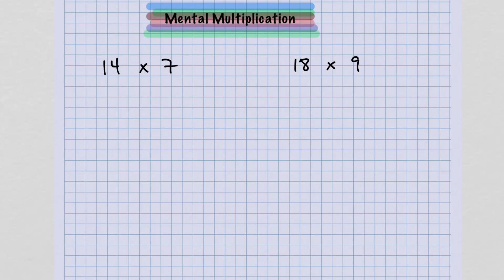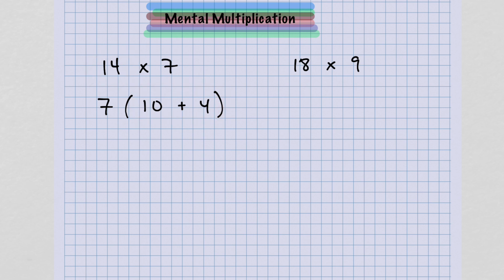Let's do some mental multiplication. Okay, here we have this problem, 14 times 7. Now, if you wanted to do this problem mentally, here's what I recommend: you do kind of a distribution. The number 14 could be represented as 10 plus 4. Okay, here's your 14. 10 plus 4, that's 14.